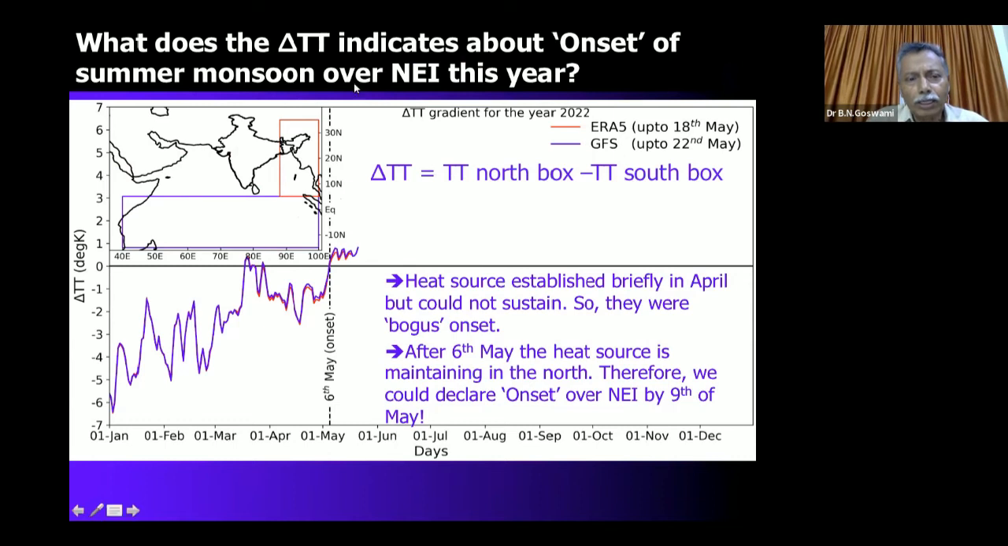And we looked at the Northeast onset from the tropospheric temperature of this year, again from the ERA5 and the current data. If you look, actually the tropospheric temperature crossed to the positive early on, during that early spell, but it did not sustain. It was short, but then again on 6th of May it crossed, and now it is sustaining. So I think it is time that we can declare onset over the Northeast region.